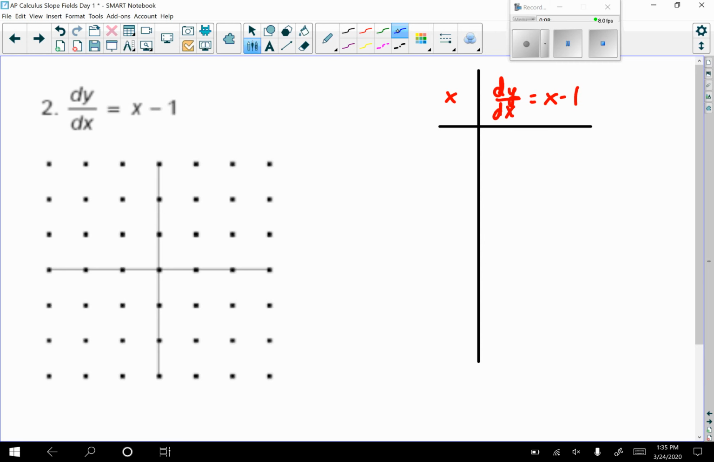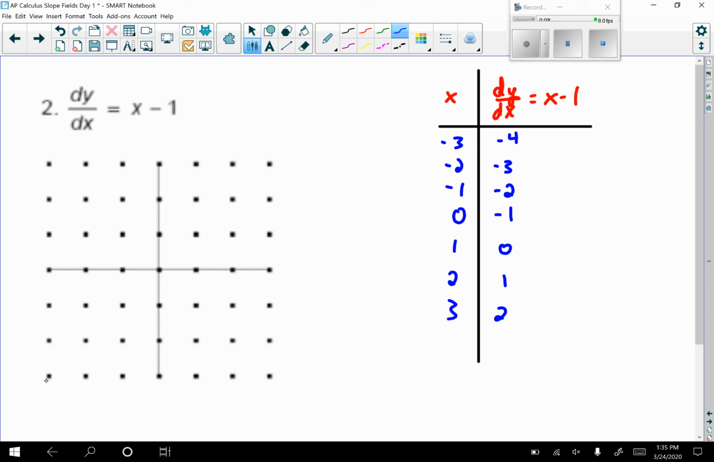All right, so if you notice here, I'm going from -3 to +3, because these are all the x values we're looking at. So if dy over dx is equal to x minus 1, -3 minus 1 will give us -4. -2 minus 1 will give us -3. -1 minus 1 will give us -2. 0 minus 1 is -1. 1 minus 1 is 0. 2 minus 1 is 1, and then 3 minus 1 will give us 2. So all of these are the slopes at each point.